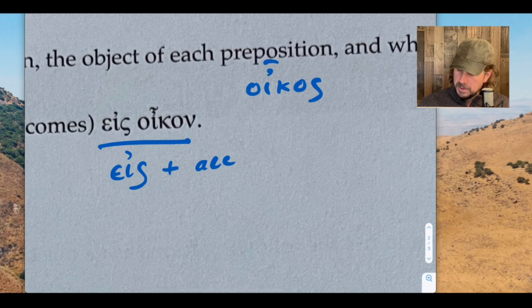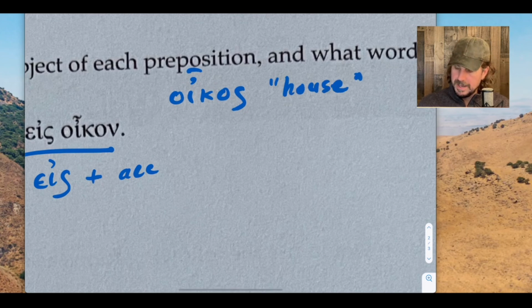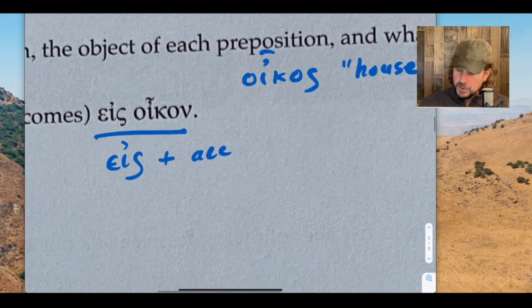Because if we've done our homework, we know that the lexical form is oikos. And what is oikos? House. Oikos is house. Remember, this is our nominative form. It's our lexical form. Oikos. So, eis oikon. Eis oikon means to a house.